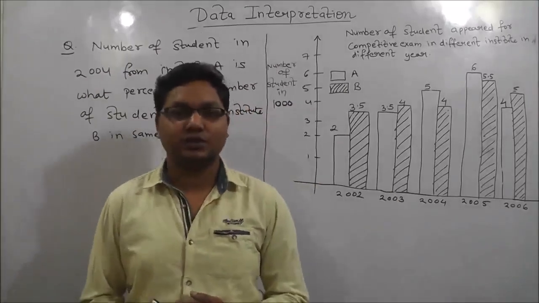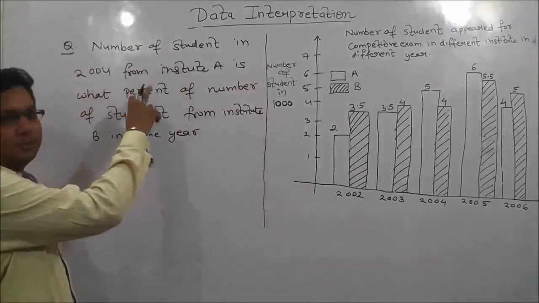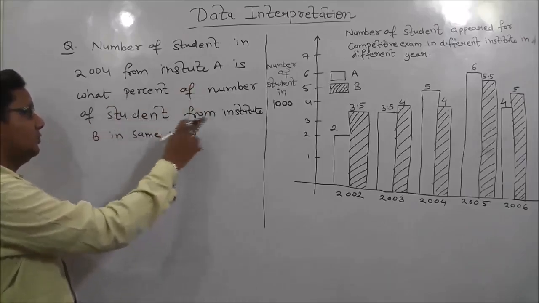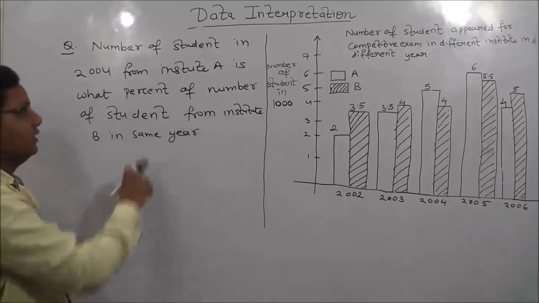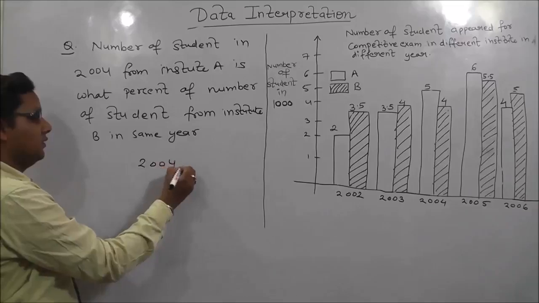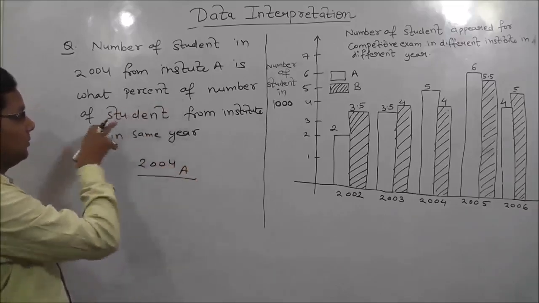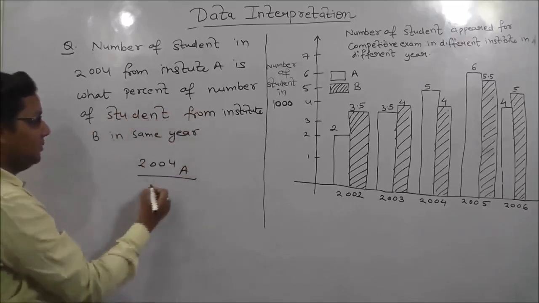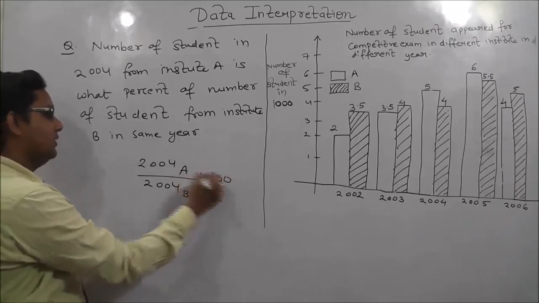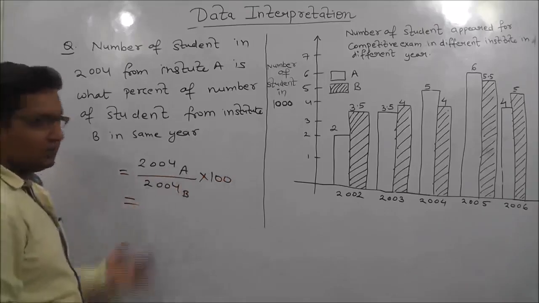Let's see the next question, that is, number of students in 2004 from Institute A is what percentage of number of students from Institute B in the same year? Okay, so 2004 from Institute A is what percent of number of students from Institute B in the same year? In the same year means 2004, and B is what percent? It means 2004A by 2004B into 100. Okay, so this we have to find out.